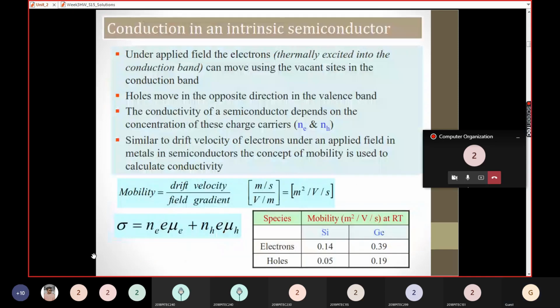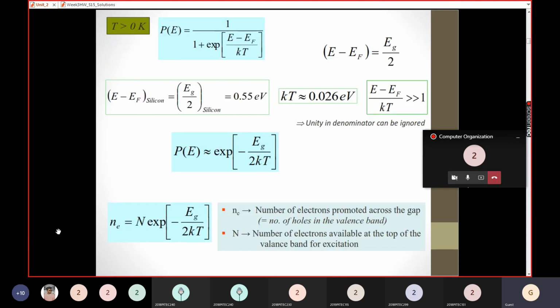Okay, so this is the conduction in intrinsic semiconductor. We have discussed how the conduction takes place in an intrinsic semiconductor, and you also have to remember the values for silicon as well as germanium at room temperature. If you want, you can note down the values present in the table. Already Ne and Nh, I have told you the formula. See here, Ne, this is the formula. Nh also, the same formula will come here.